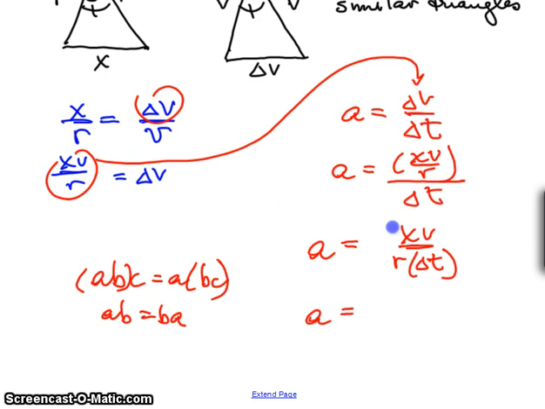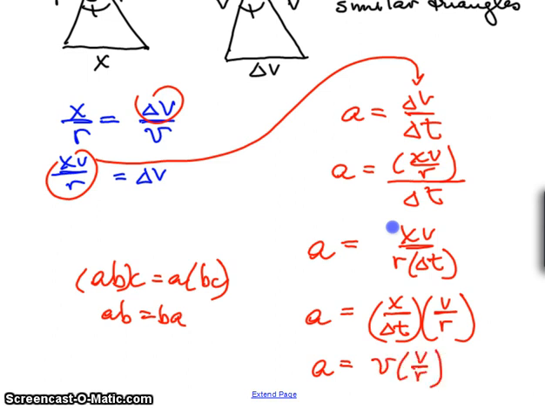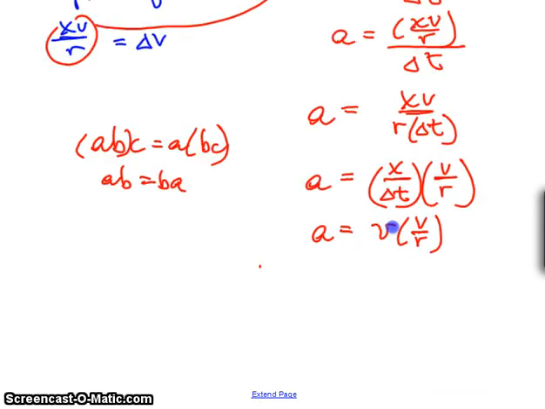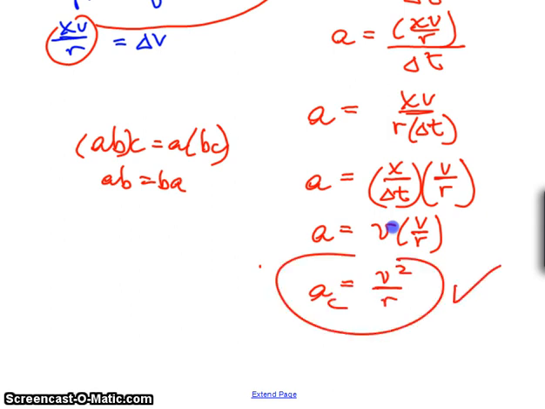I'm going to take x over delta t and put those together, and v over r. It's really the same values. But now, what is x over delta t? You can see that x over delta t is distance over time, which is simply velocity, times v over r. And so finally, we get a equals v squared over r. And that's the proof for our centripetal acceleration.